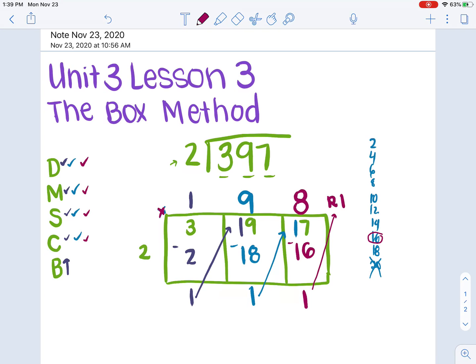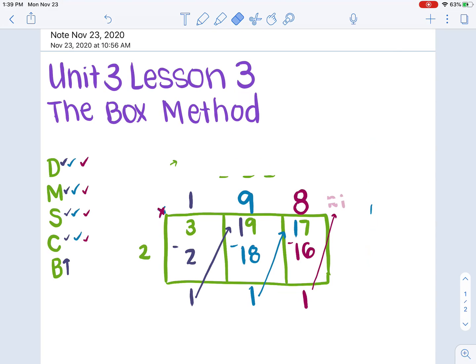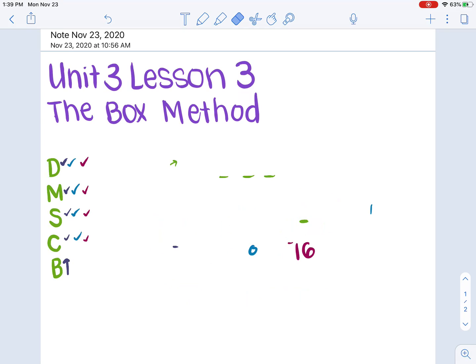Both of them work well and both of them can be successful. I like the box method because it helps me organize my numbers better. You might like it too. Or you might prefer the long division method because you're already familiar with it. Maybe a sibling has used it. Now that we've done one example together, I'd like you to do this example with me in your notebook.